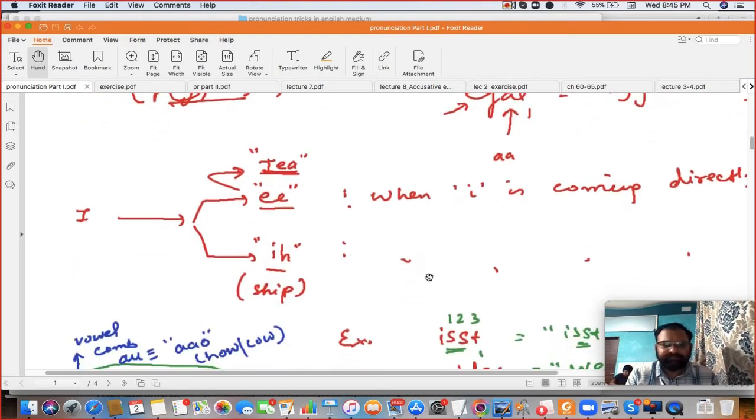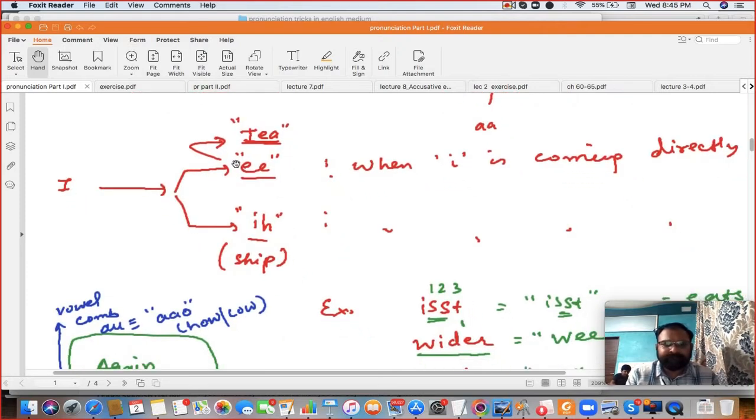Good. Next is I. I has two sounds, long E and short E. After I, if it is one consonant, then long E. Otherwise, short E. Long E and short E.